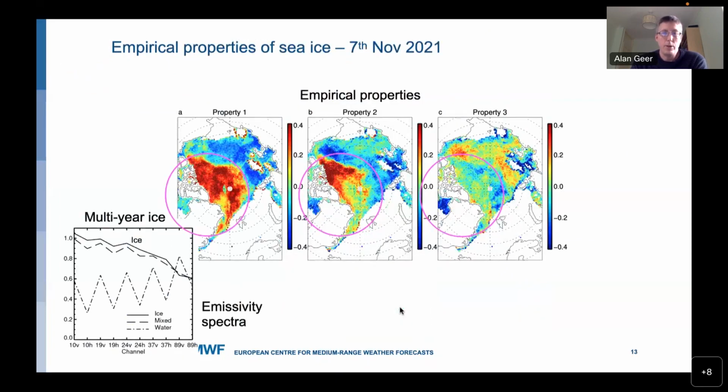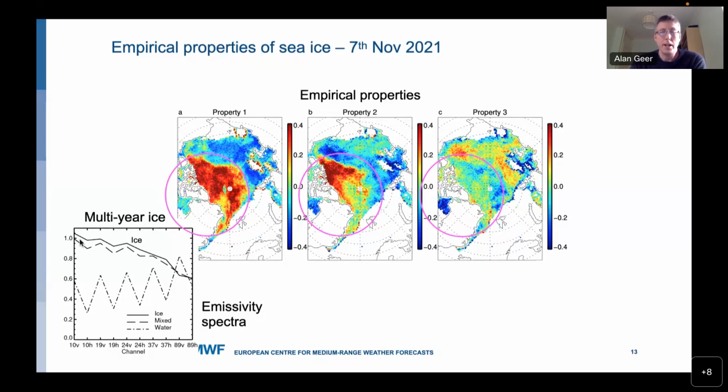Now, the empirical model actually starts to represent physical things, but in a statistical, empirical kind of way. So this is a map of the Arctic on the 7th of November during the rapid formation of the new sea ice. But part of the sea ice is old, and this multi-year ice comes up showing on these maps of the empirical properties that drive the surface emissivity empirical model as positive values of property 1 in particular. And the emissivity spectra is shown on the bottom left. That shows the sea ice as being relatively flat in terms of polarization, but dropping off with frequency.